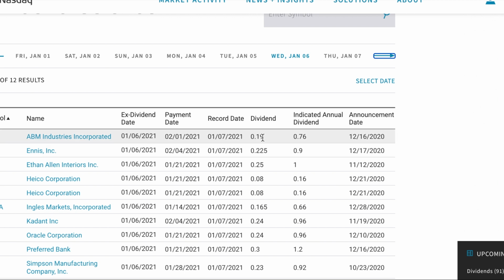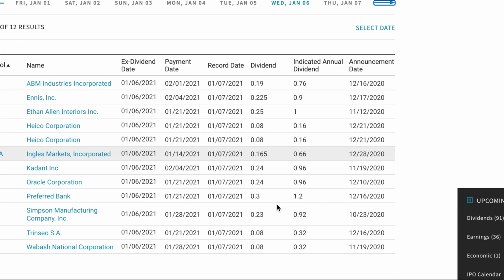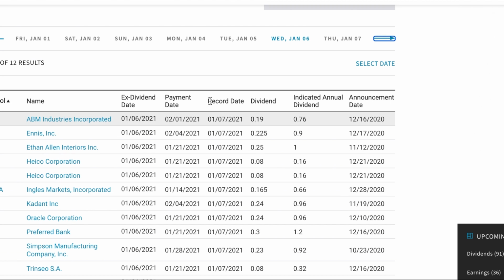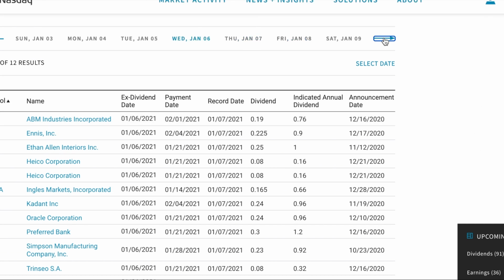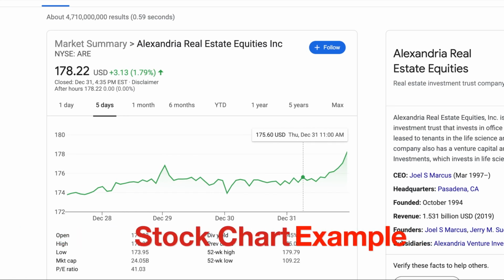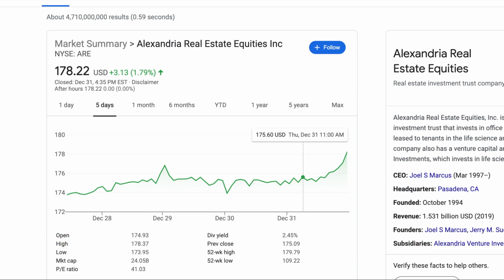So this is 19 cents for this particular dividend, 8 cents for this one. So you can look into all the different stocks and figure out what they're paying out. And you can go through upcoming months to make a plan for potential stocks that you'd want to look into for dividends.